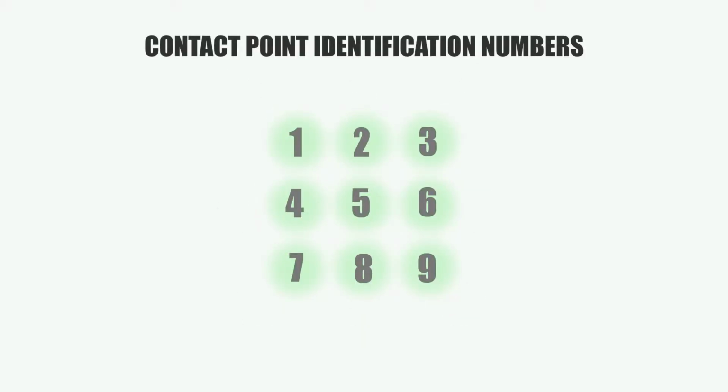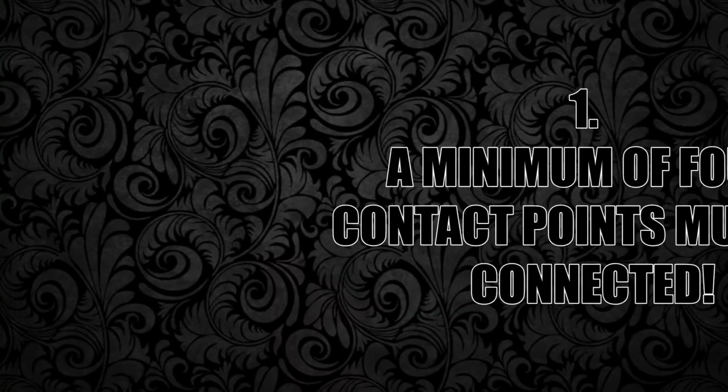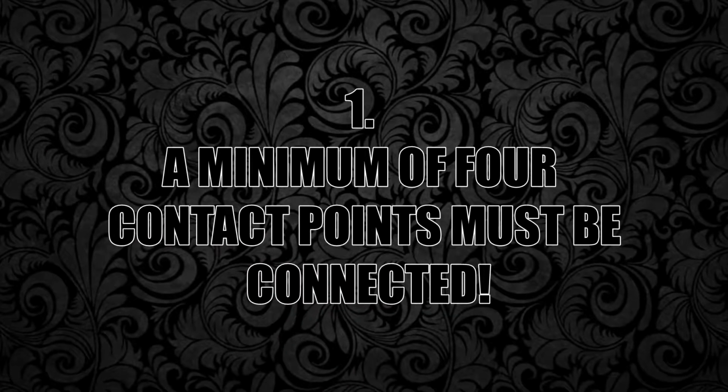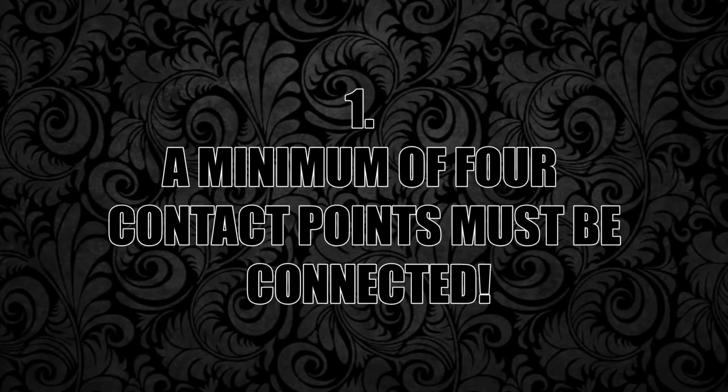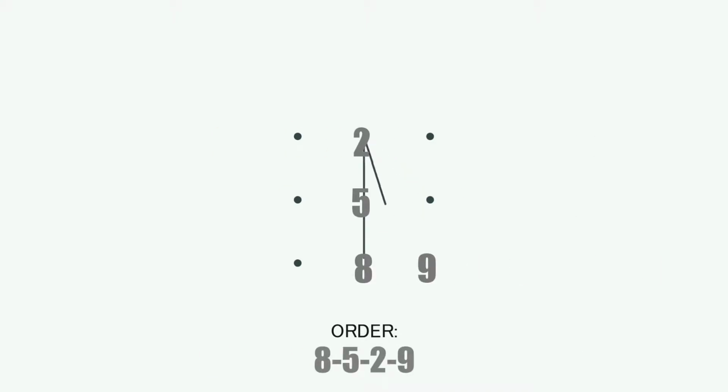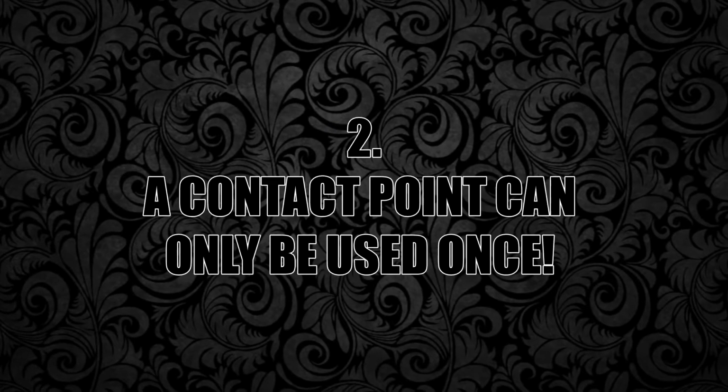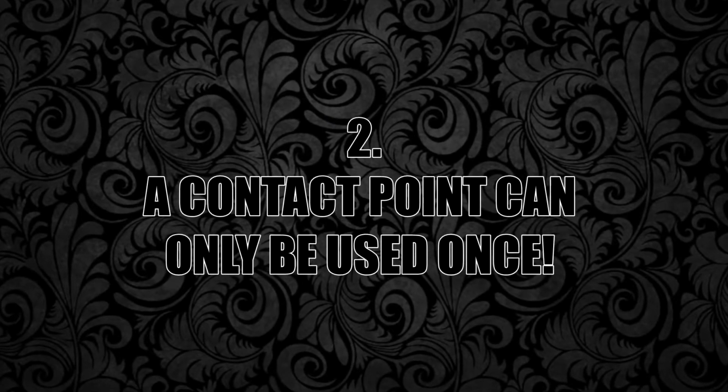But if you're a bit more curious, here are some more interesting facts. The Android pattern lock screen consists of 9 contact points arranged in a 3x3 matrix. Acceptable patterns are conditioned by 3 main rules. Rule number 1, a minimum of 4 contact points must be connected, and the maximum number is obviously 9. This implies that a pattern can never be just a straight line and that it will always have at least one direction change. Rule number 2, a contact point can only be used once.